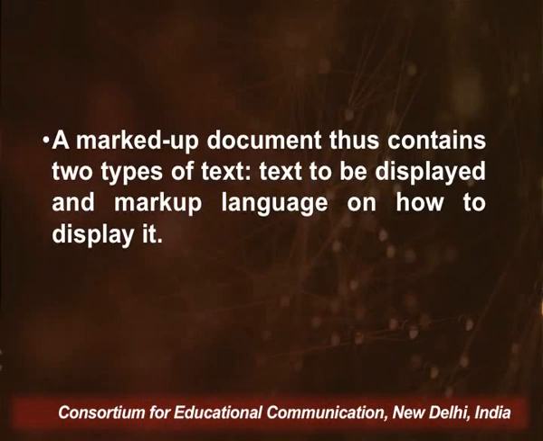So a markup document basically consists of two elements, or two sections. One is the text which is to be displayed, and the other is the commands of that markup language which will enrich or modify the text on how it is going to be displayed. So one is what is to be displayed, and the other is how it is to be displayed. Together these two sections can be called a complete markup document.